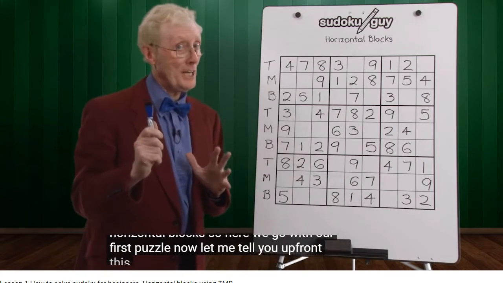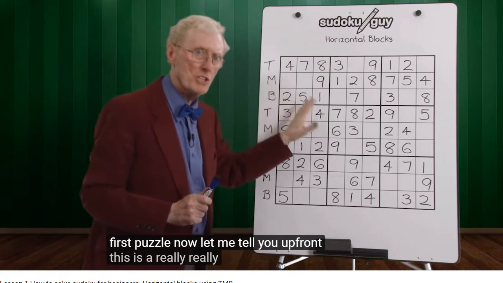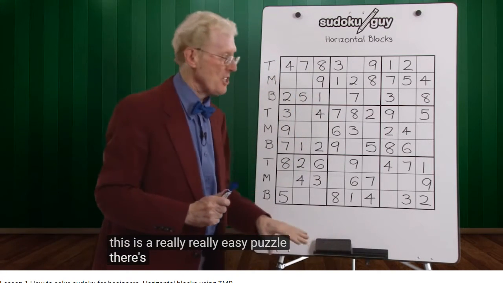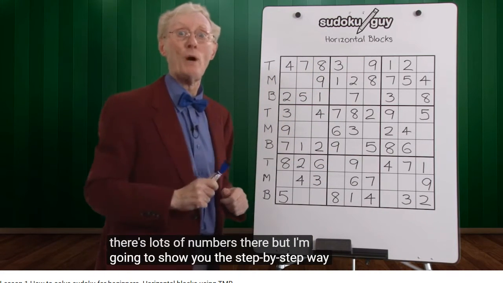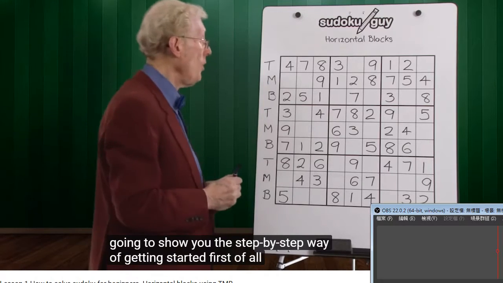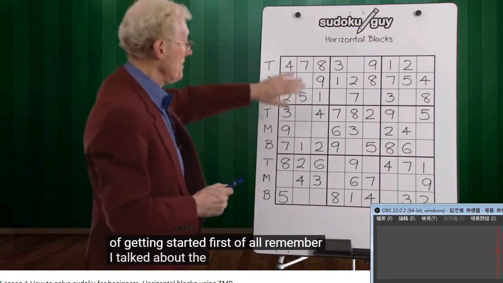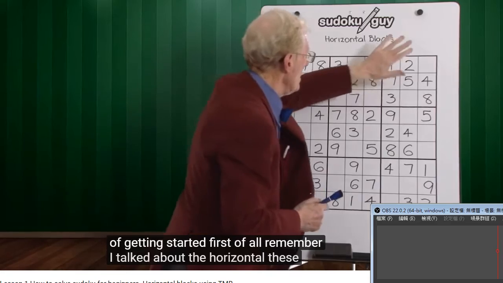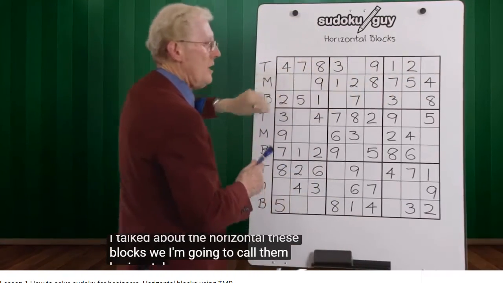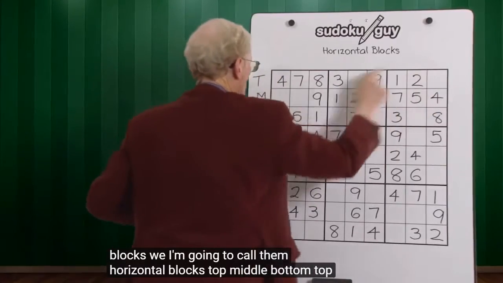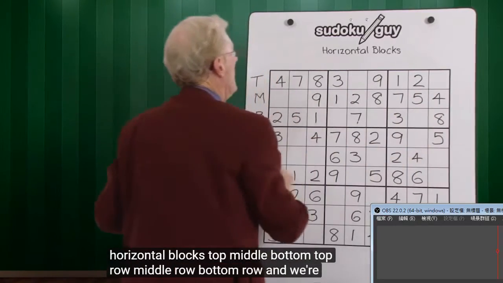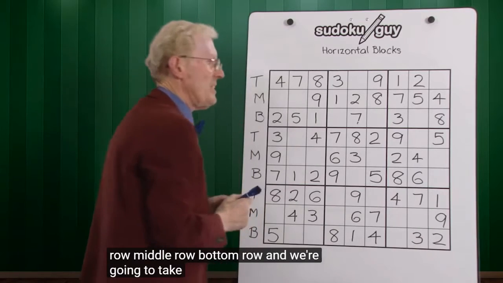Now let me tell you up front, this is a really, really easy puzzle. There's lots of numbers there, but I'm going to show you the step-by-step way of getting started. First of all, remember I talked about these blocks. I'm going to call them horizontal blocks: top, middle, bottom, top row, middle row, bottom row. And we're going to take the first step.